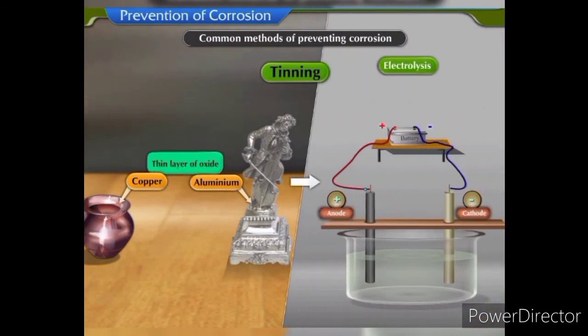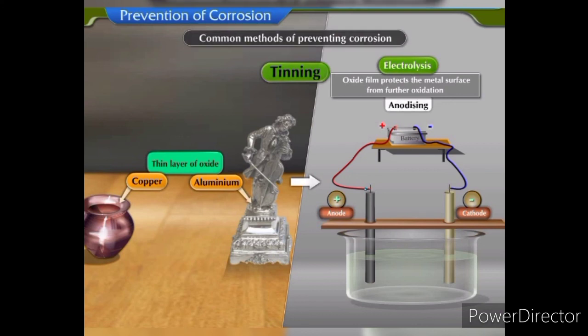Metals like copper and aluminium can be coated with a thin, strong film of oxide on them by the process of electrolysis. This oxide film protects the metal surface from further oxidation. Anodizing is one such technique used for this purpose.